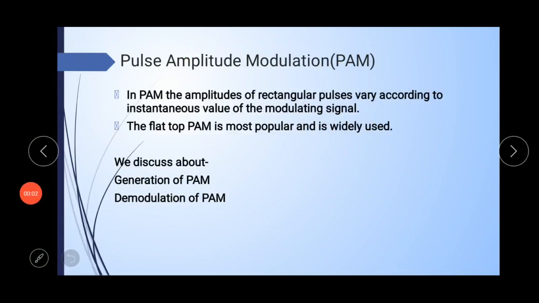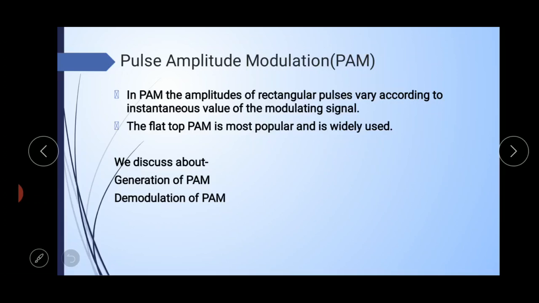Pulse amplitude modulation. In pulse amplitude modulation, the amplitude of the pulses of the carrier signal changes according to the modulating signal. So the pulses in a pulse amplitude modulated signal may be of flat top type or natural type. Out of these pulse amplitude modulation methods, the flat top is most popular and widely used.